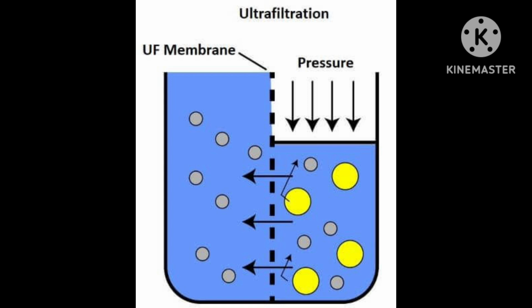Then I will come to Brownian movement. Then color. The color of colloidal solution depends on the wavelength of light scattered by the dispersed particles. The wavelength of light further depends on the size and nature of particles.